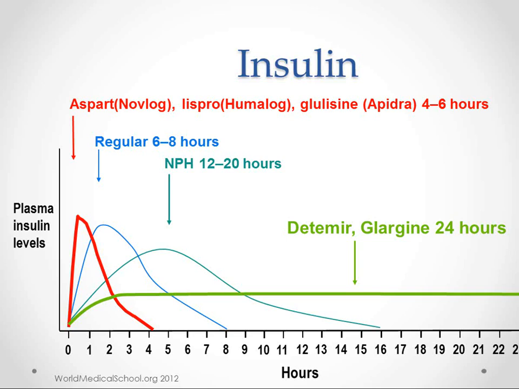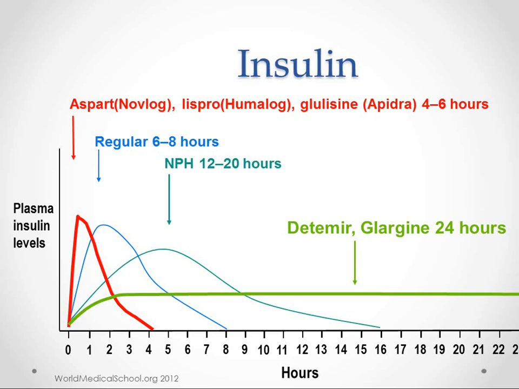which I never can remember what NPH stands for. I know the last word is Hagedorn. Anyway, the normal protamine Hagedorn, something like that. Anyway, so that lasts 12 to 20 hours. It peaks at around 4 to 5 hours. And then you have these long-acting ones like Detamir and Glargine.